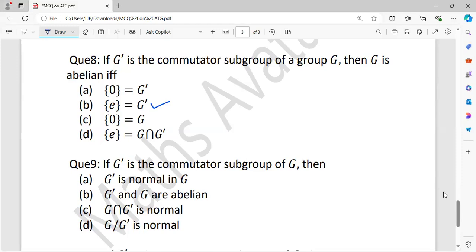Now ninth question, if G dash is the commutator subgroup of G, then G dash is normal in G. Option number A is correct. Commutator subgroup is always normal. Okay.